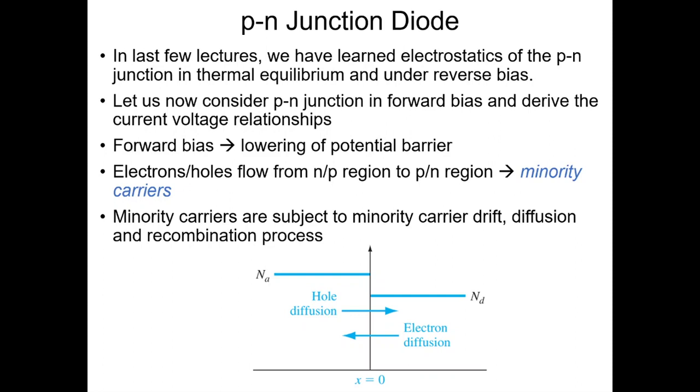So far we talked about various aspects of semiconductors all the way down to electrostatics of a p-n junction in thermal equilibrium. And then we talked about how these p-n junctions behave under reverse bias condition. Now, if you have to talk about the transport through the p-n junction, or let's say a p-n junction diode, we need to consider how p-n junctions behave under the forward bias condition, and to understand the transport we need to derive a current voltage relationship.